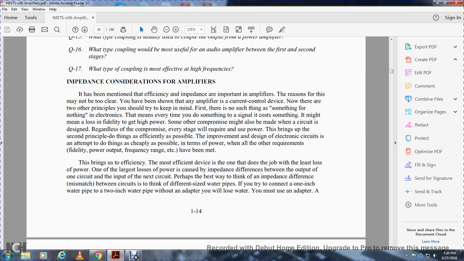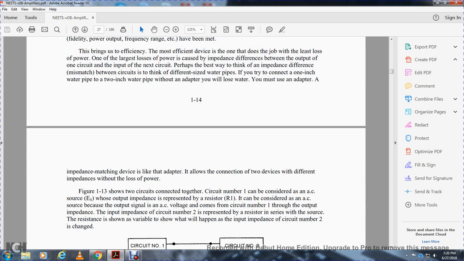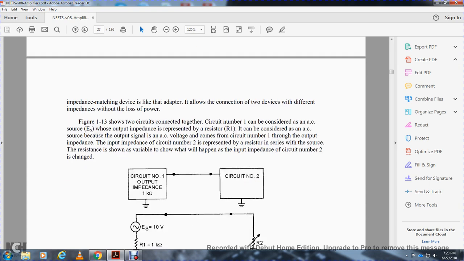Perhaps the way to think of the impedance mismatch between circuits is to think of different sized water pipes. If I try to connect a 1-inch water pipe to a 2-inch water pipe, you would lose water at the joint. You must use an adapter. Impedance matching devices work like an adapter. Also, in connecting two devices, different impedances will cause a loss of power.